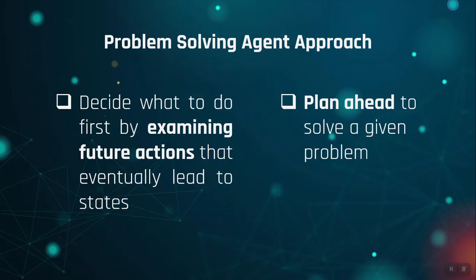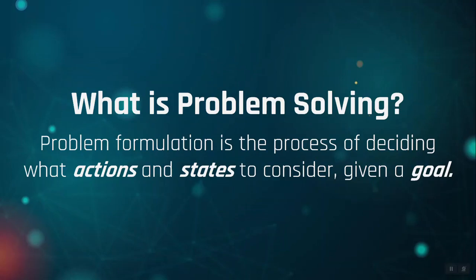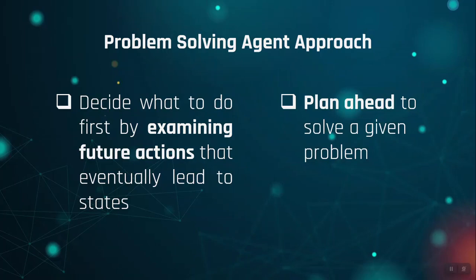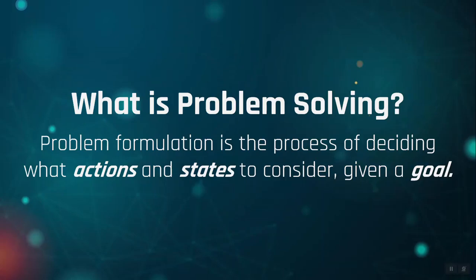With those definitions in mind, we can now describe what a problem-solving agent is. Basically, a problem-solving agent is a type of rational agent where its primary goal is to solve a given problem. It does so by examining possible future actions, looking ahead in order to solve the given problem. But before we go any further, let's first understand what problem solving is.